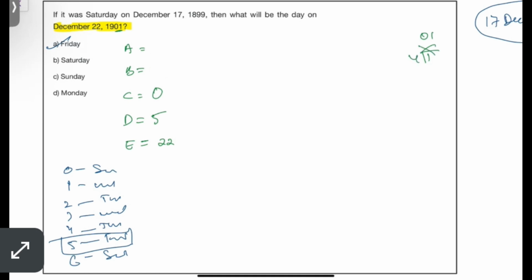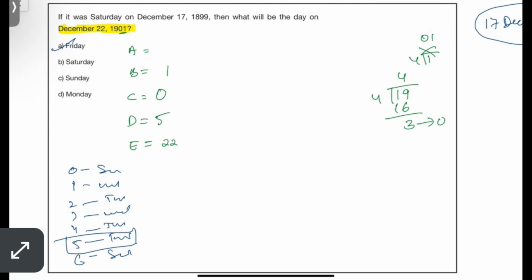And B is what? B was the last two digits of the year. The last two digits of the year, yes. So which means the last two digits of the year is 0, 1 here. So which means 1 only. I'll just write 1 here. And what about A? A means the first two digits divided by 4. 4 for the 16. That means the remainder here is 3. If the remainder here is 3, the code is 0.